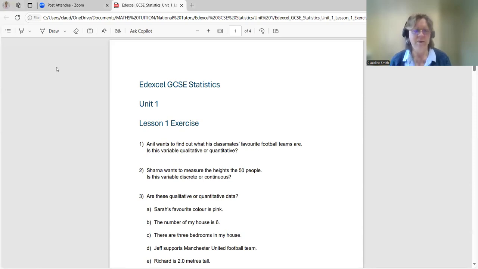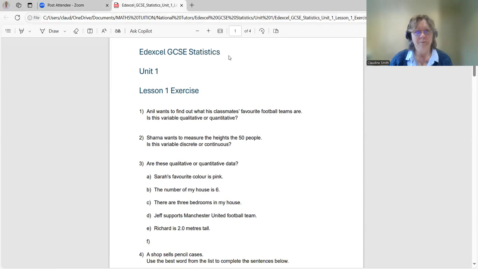The exercise that accompanies lesson 1 will be available for you to download and work through. So we'll just have a quick look at this because it's the first one. So really, the purpose of the lesson exercises following each lesson is so that you can check for yourself that you've understood the content of the lesson, and you can apply what you've learnt in the lesson.